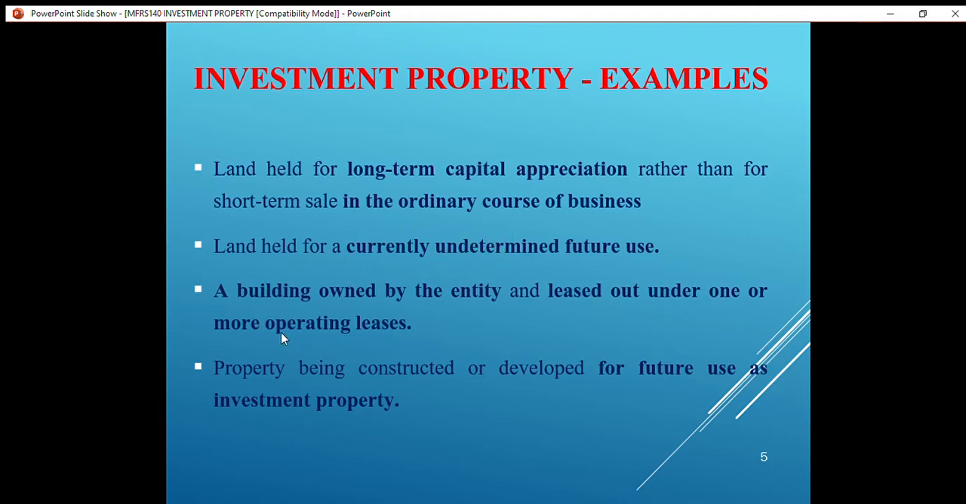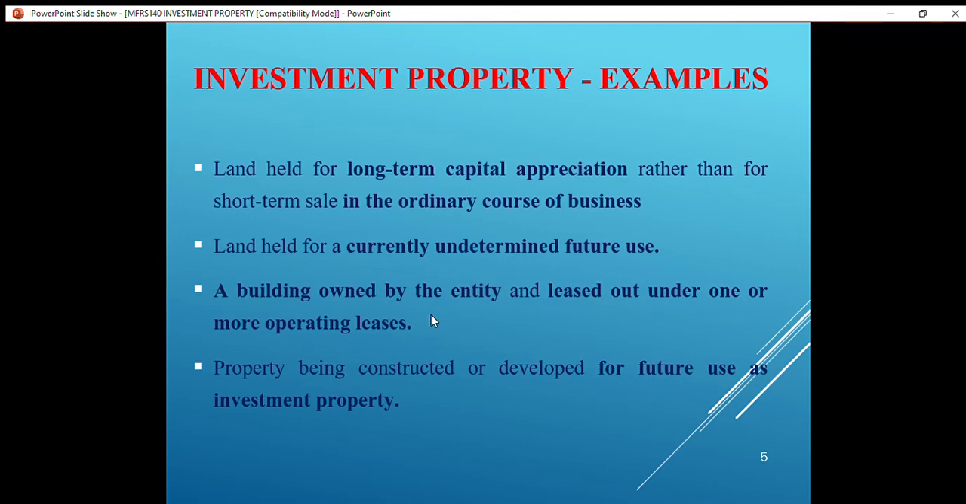And then a building owned by the entity and leased out under one or more operating leases. This is also an IP. Actually, operating lease is quite similar to the concept of rental. So a building that is held under an operating lease shall be classified as an IP as well. Why is it stated here, leased out under one or more operating leases?